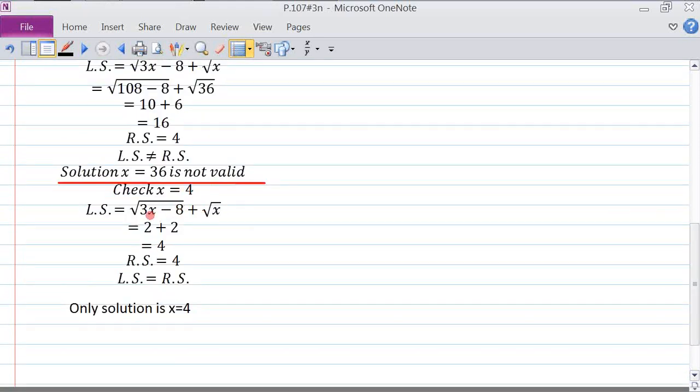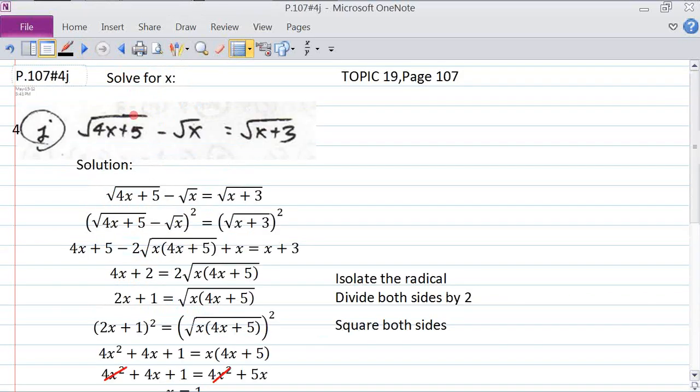We put x equal 4 into the left side. 3 times 4 is 12. 12 minus 8 is 4. The square root of 4 is 2. 2 plus 2 is 4. And the right side is 4. So the left side equals the right side. So that is a valid solution.